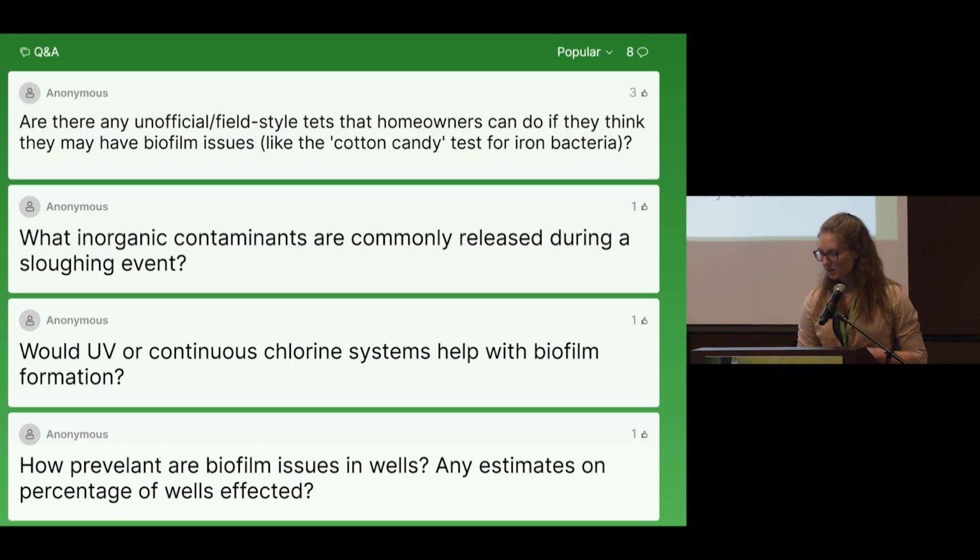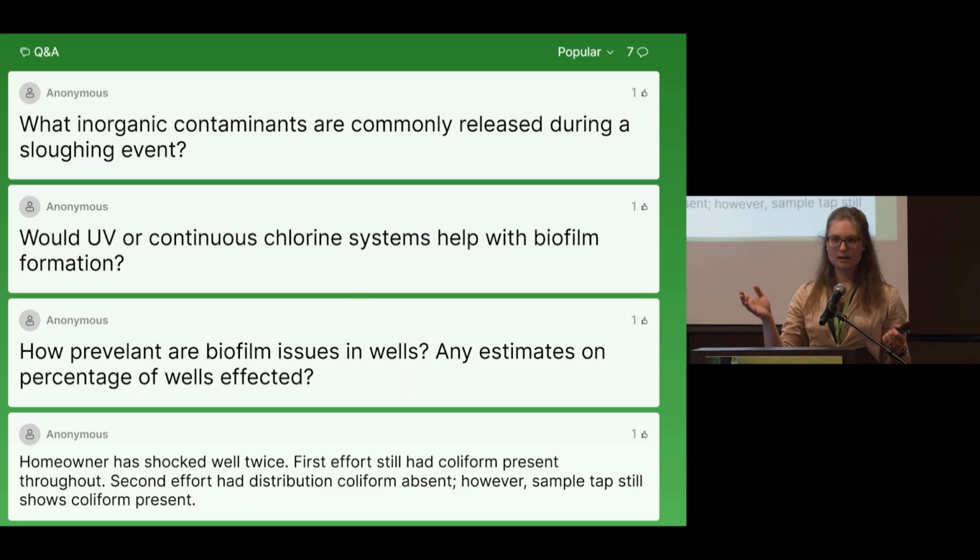What inorganic contaminants are commonly released during a sloughing event? The inorganic contaminants are largely tied to what the pipe surface is. If it was a lead service line, lead would be an inorganic that would be in that sloughing event. Copper is also something that could be in there. I had mentioned the example with the aluminum, that was something that accumulated in the biofilm. Wherever they're touching a surface or getting something from treatment is where they can get that inorganic material.